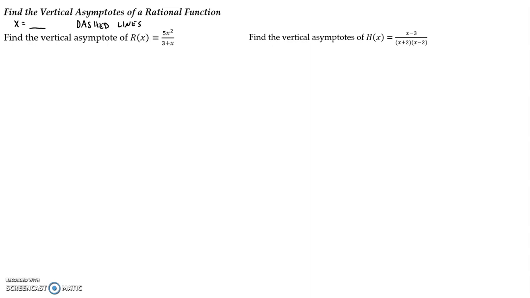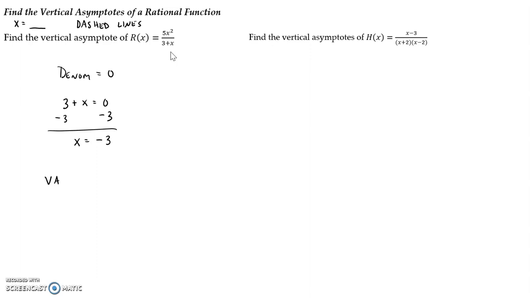For the first one, we're asked to find the vertical asymptote of r of x equals 5x squared over 3 plus x. And asymptotes are going to come from the fact that we're not allowed to have 0 in the bottom part of our fraction. So this is going to be a spot where we're going to take that denominator and set it equal to 0. So in this case, we've got 3 plus x equals 0. And I'm going to go ahead and solve this for x, so I'm going to subtract 3 from both sides. And this will give us an x value of negative 3.